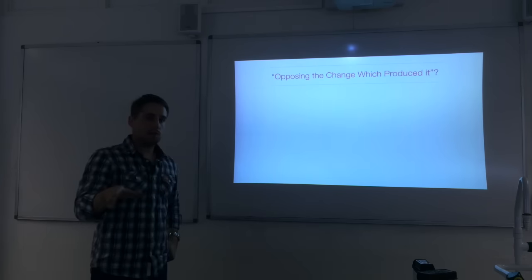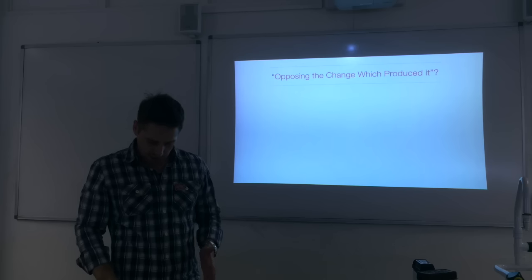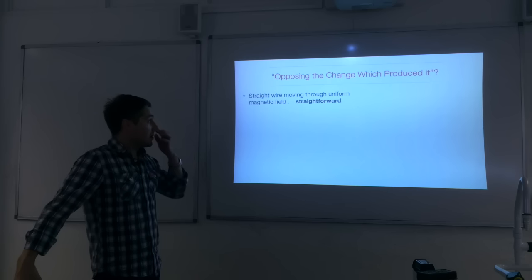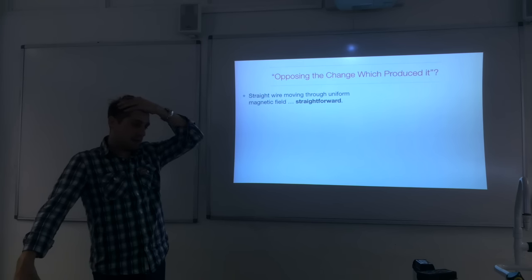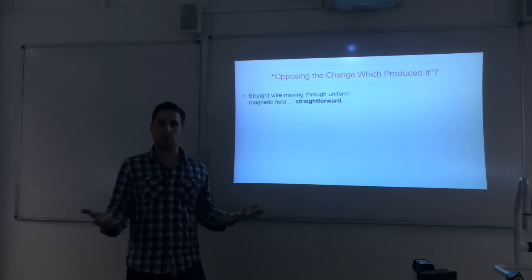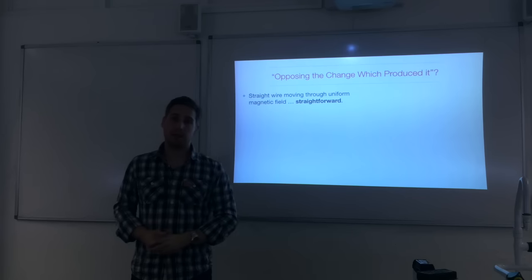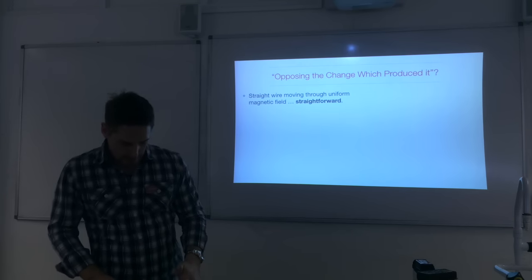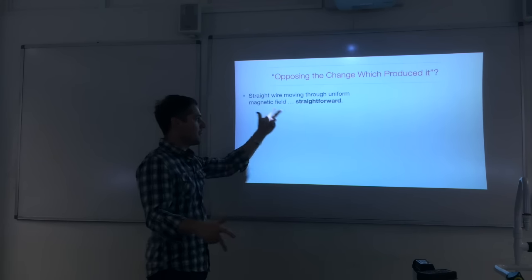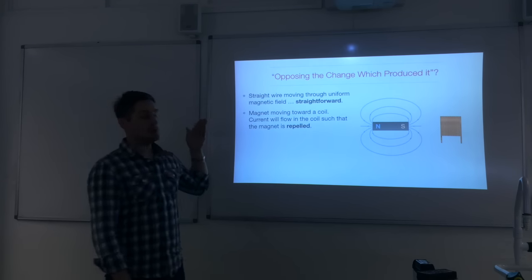Alright, now Lenz said that the induced current has got to flow so that it opposes the change that produced it. So let's look at some actual practical outworkings of this. The straight wire moving through a uniform magnetic field we've already looked at, and that's straightforward anyway, using Fleming's right-hand rule. So that one's straightforward. What about a magnet moving toward a coil?